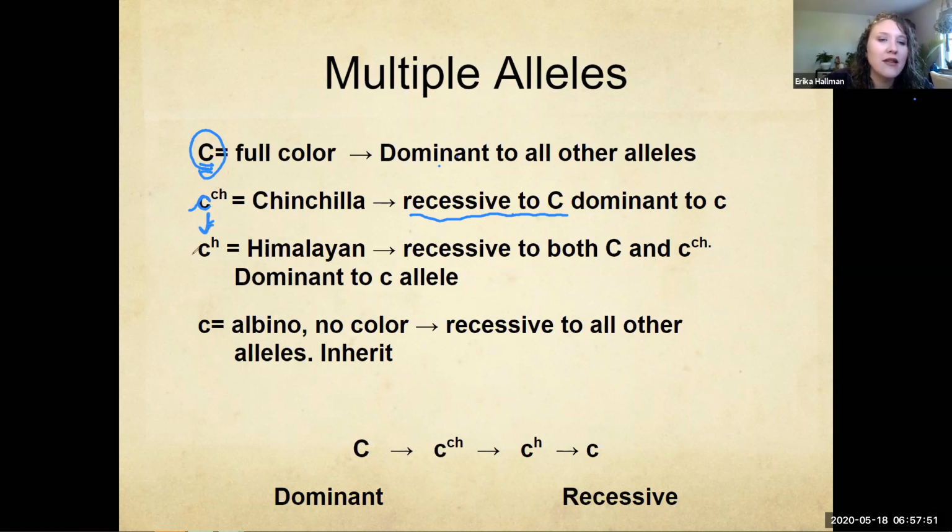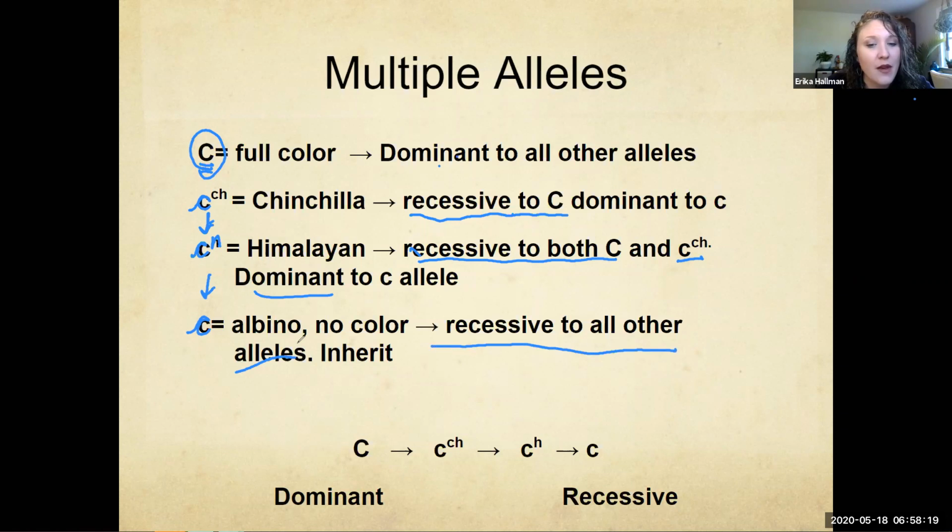So next we have little c with superscript H. This stands for Himalayan. That's the dark nose, dark ears, dark feet. This is recessive to both big C, that full color, and c^ch, which is that chinchilla color. But it's more dominant than the one underneath it, which is just little c all by itself. And little c all by itself is going to be albino with no color. So it is recessive to all other alleles.